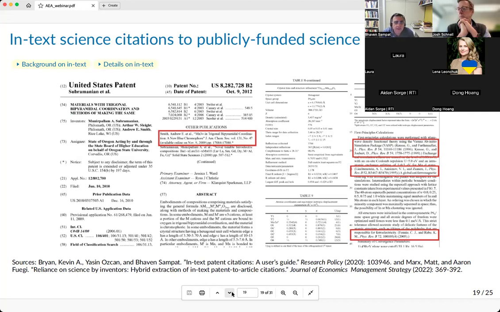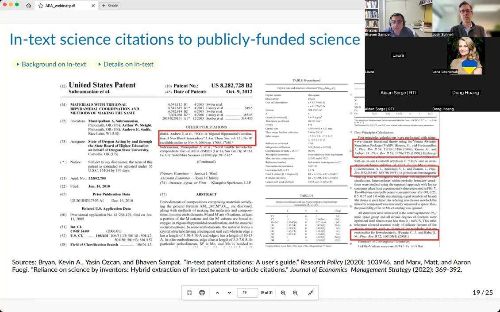So you'll see that beyond the front page citations here on the left, patent documents also have citations in text. For various legal reasons, the in-text citations are even more likely to come from the patent inventor than from the patent attorney or applicant. And we've been able to extract these citations from the text of patents.